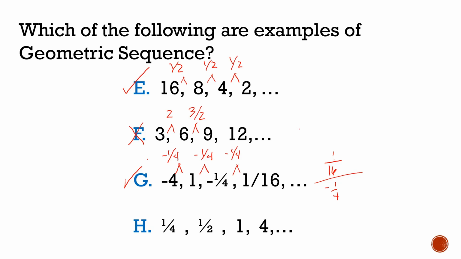For those of you who are curious, how did I get that negative 1/4? Just multiply 4 and 1, that will be your numerator, so that's 4. Multiply 16 and 1, that will be your denominator. Simplify that, it's negative 1/4.